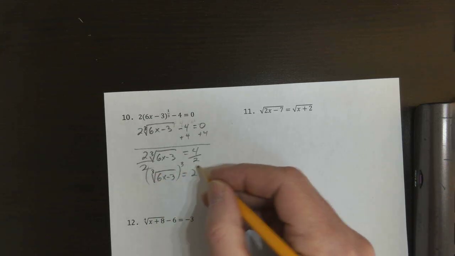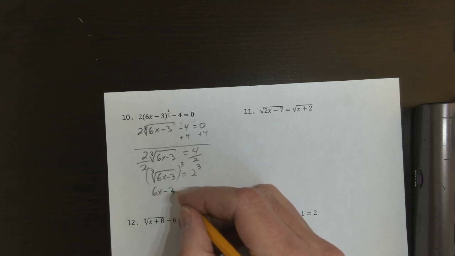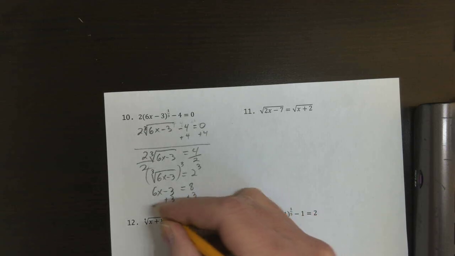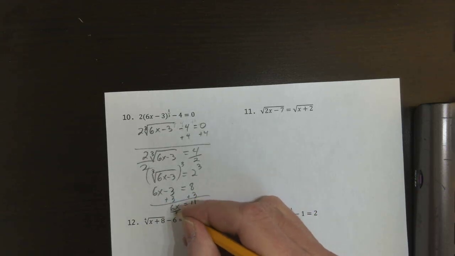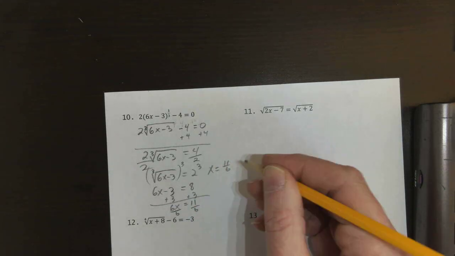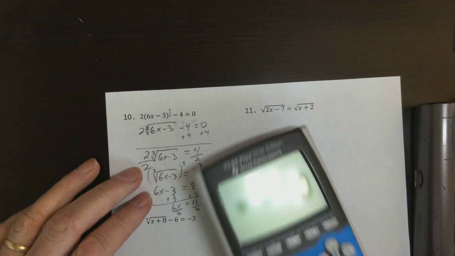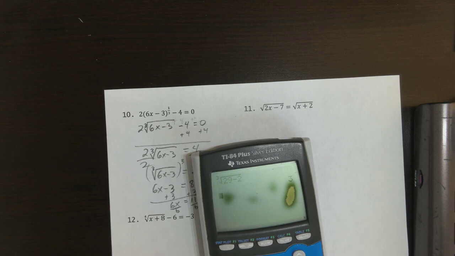And I'll raise both sides to the third power, and 6x minus 3 equals 8. I'll add 3 to both sides. 6x equals 11. I'll divide by 6. So x is 11 over 6. I'm going to check that. I'm going to put it into this first equation here.